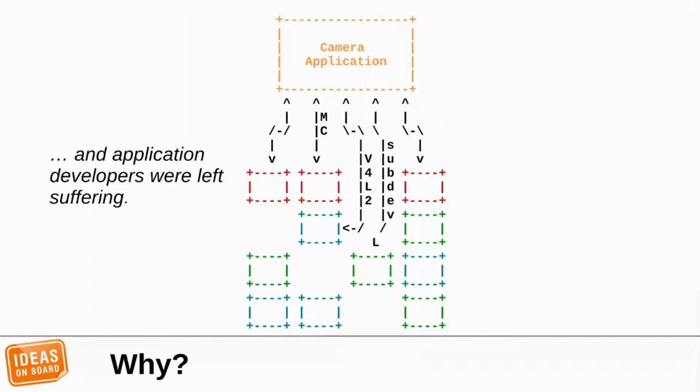And that became messy, because all of a sudden you had quite a few device nodes that you had to open in user space, and you had to coordinate all those devices together. So from the point of view of a standard camera application, that became much more difficult, because you had to deal with device specifics in user space and in the application.